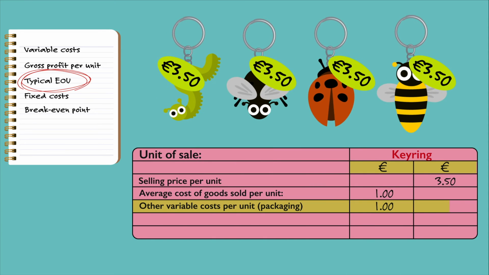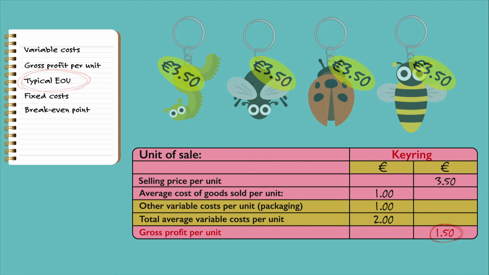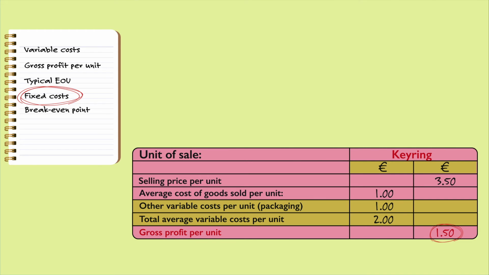When we include the other variable cost, which is packaging, this brings the average cost per unit to €2. That makes the average gross profit per unit €1.50. Next, we look at fixed costs.